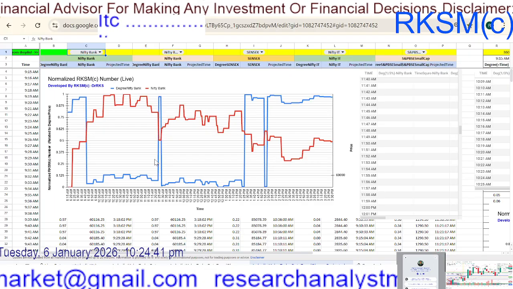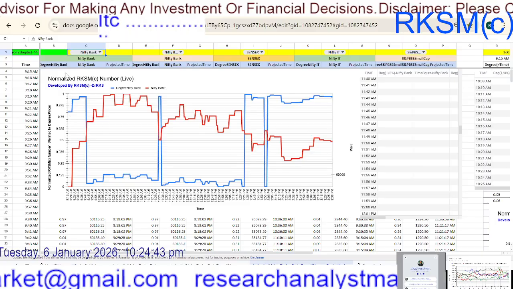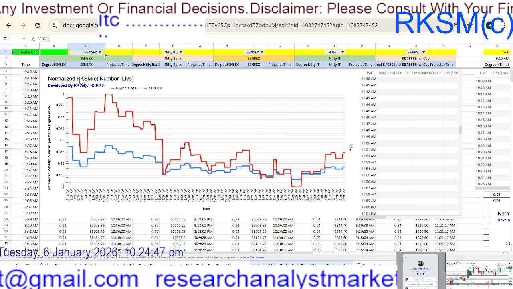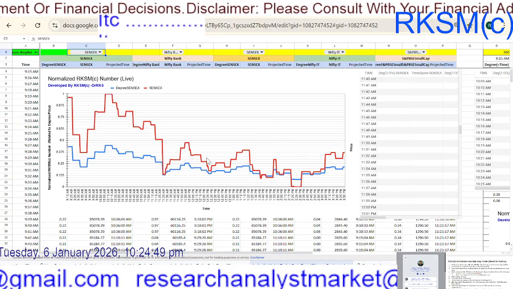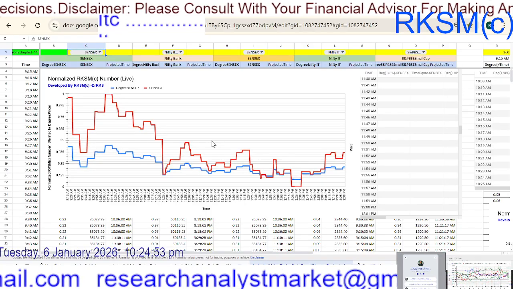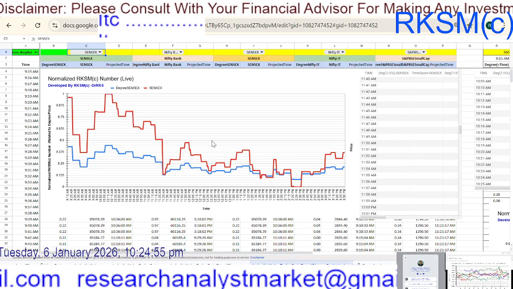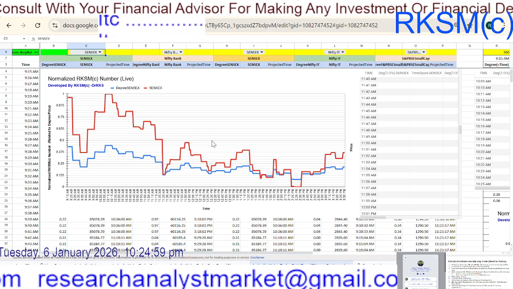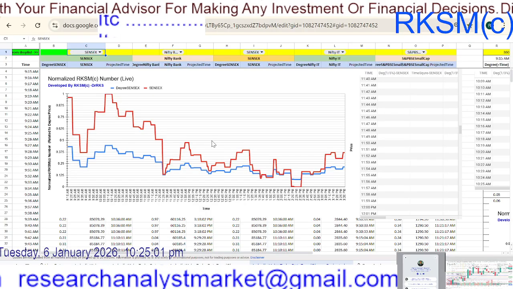So this is a very advanced tool. You can see the Bank Nifty, you can see the Sensex also. It will apply to all the stocks and indices. So that's what I wanted to demonstrate about the smart tool which we have developed.